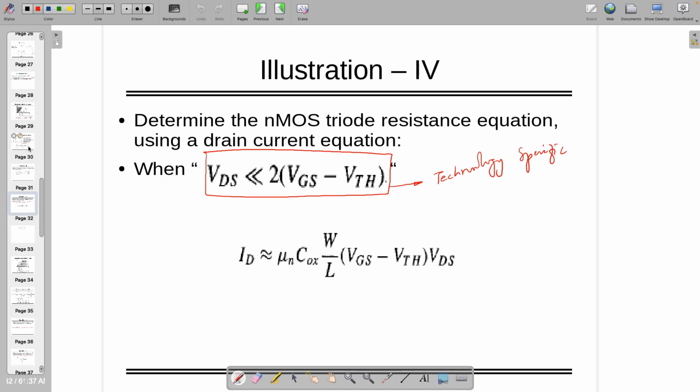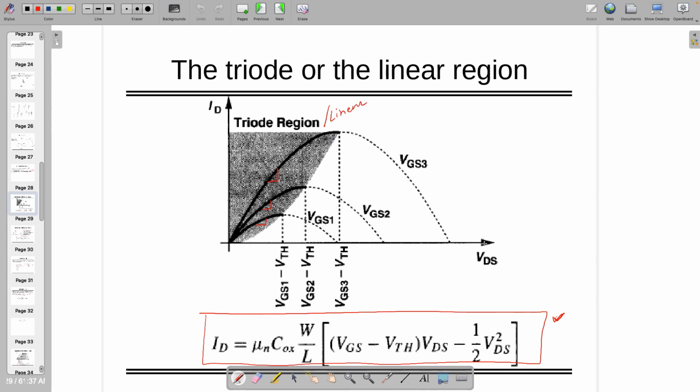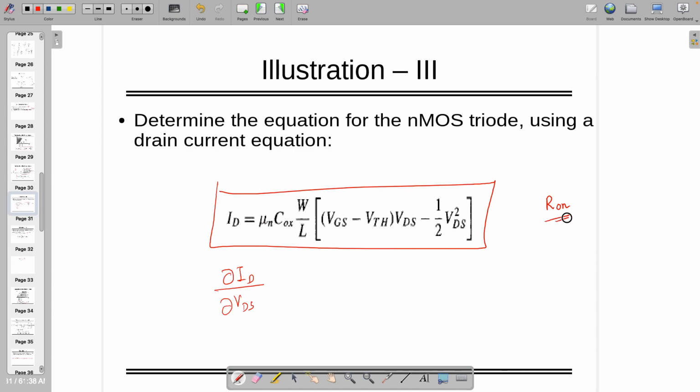If I want to find R on, can somebody help me get the value of R on? How to find it? Differentiate ID with respect to what? VDS. Why VDS? Because of slope. The plot has a slope, so del ID by del VDS is going to give me 1 by R on. Sorry, 1 by R on, true. R on inverse.